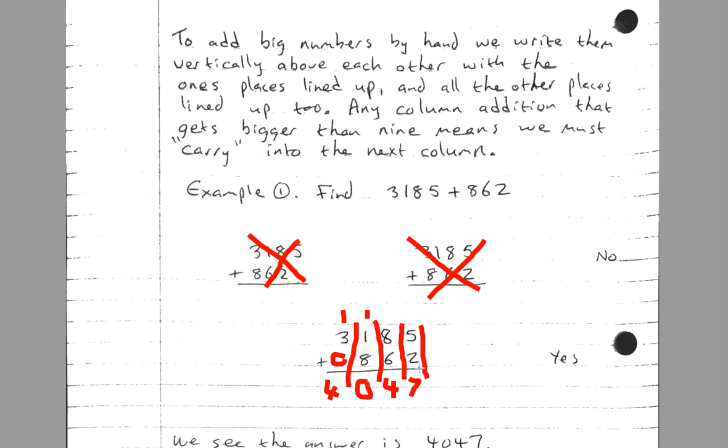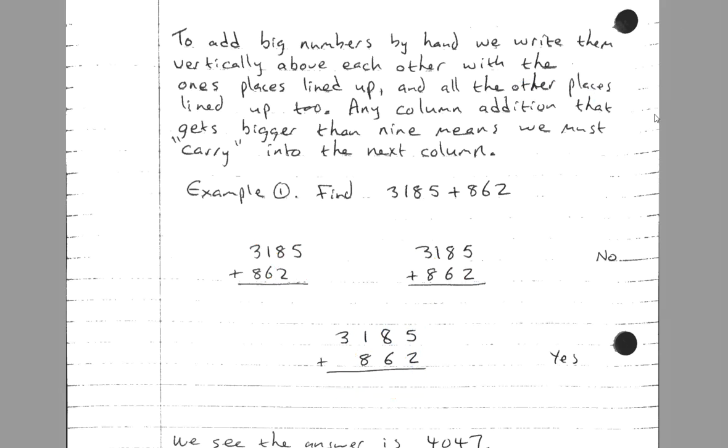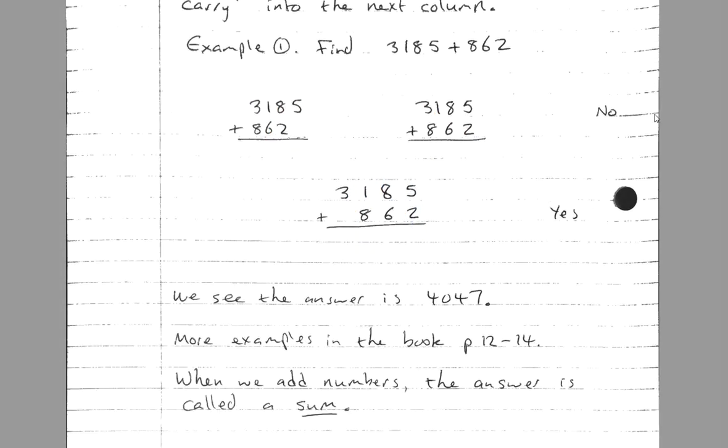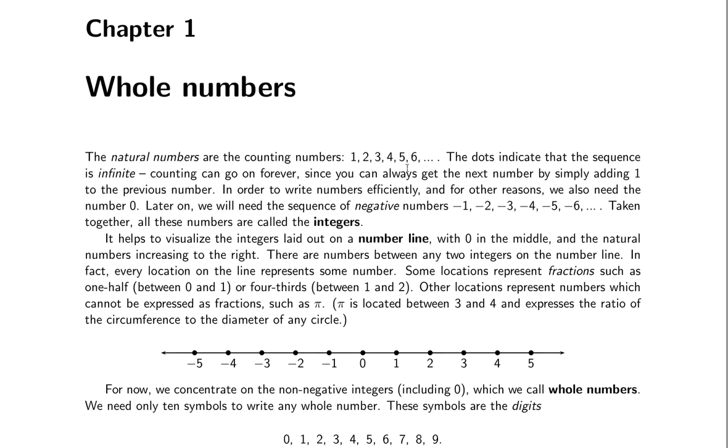Alright, so if the number gets too big, it has to carry into the next column, and just remember what these numbers represent: ones, tens, hundreds, thousands. All right, and there's more examples in the book.